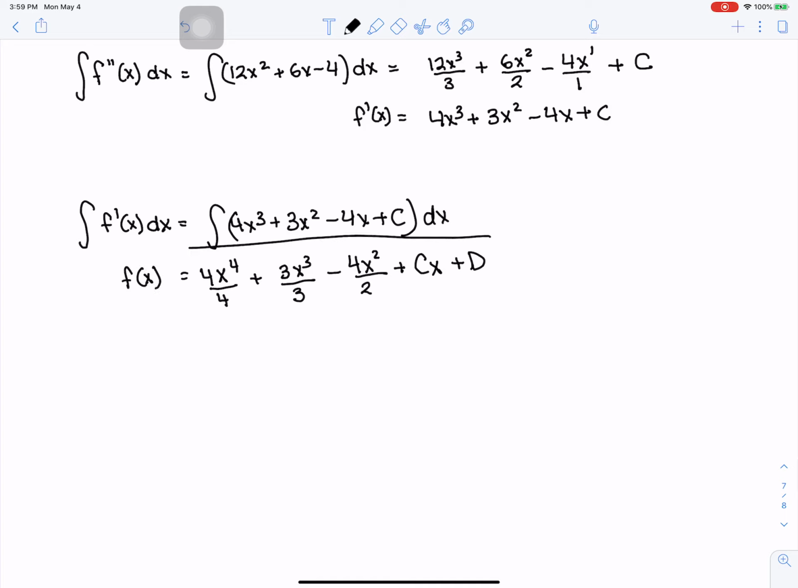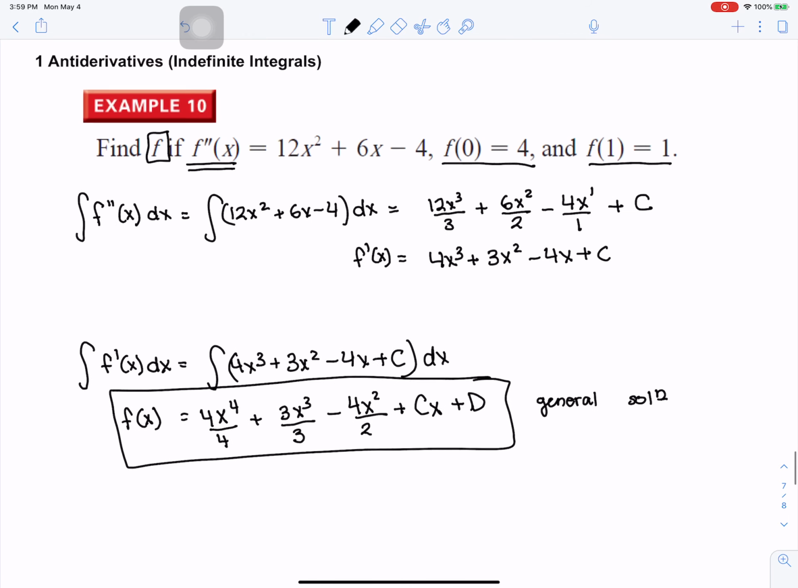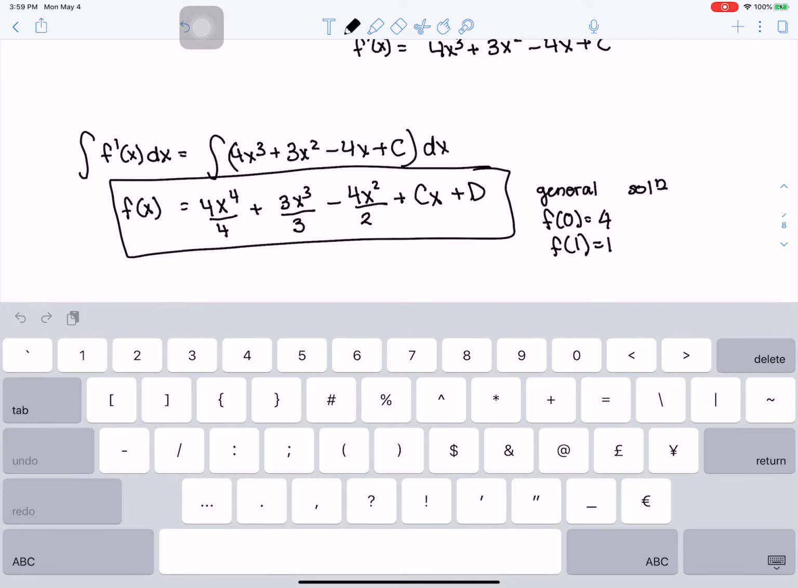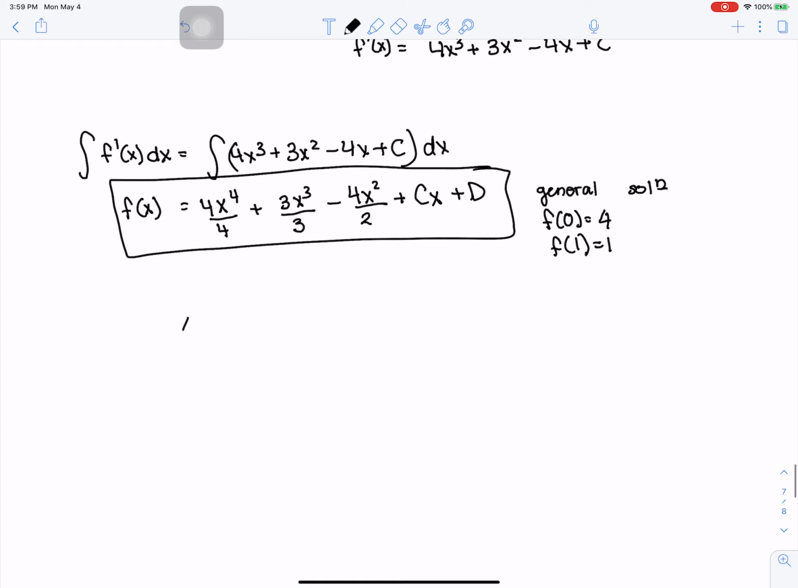So here's my original function, but now it's written as a general solution, and I need a very particular solution, so I'm going to sub in my initial conditions. Now you'll notice I have two unknowns, and I have two conditions, so that's going to be like your grade 10 substitution elimination to solve for those two unknowns. So 4 is equal to 0 plus 0 minus 0 plus 0, because 0 times anything is 0, plus d. So that tells me right away that d is equal to 4 from that first condition.